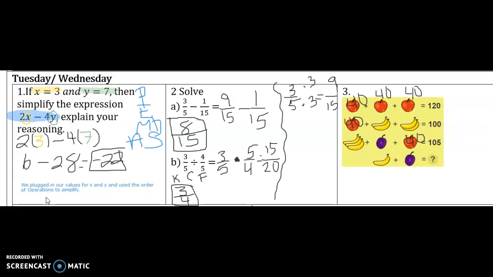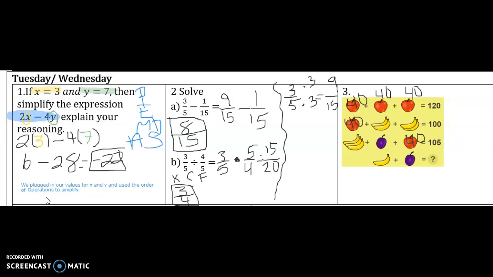So we go to the second one. We have an apple plus a pair of bananas plus another pair of bananas, which is 100. So we work backwards, right? We know we have an apple, so 100 minus an apple is 60. So we know that each group of bananas has to add up to a total of 60.